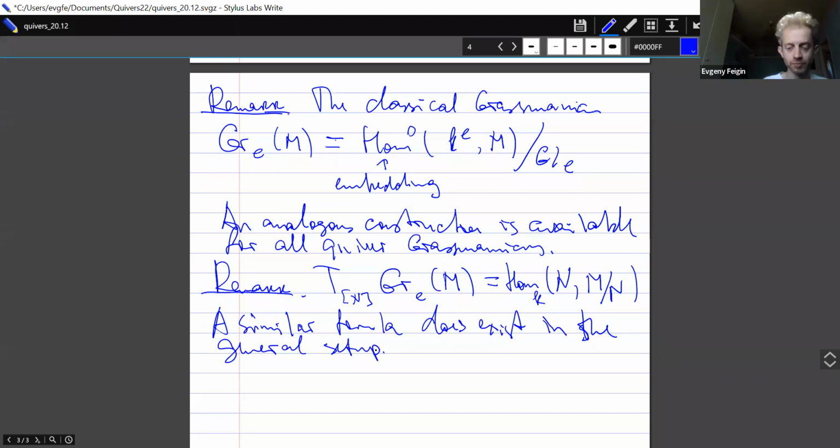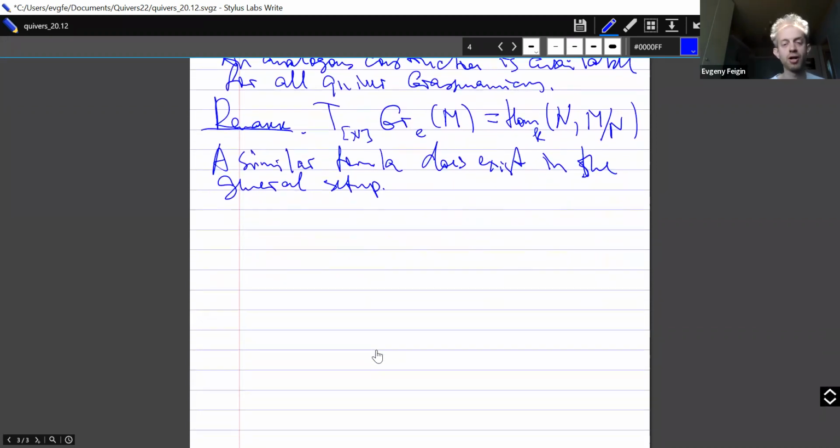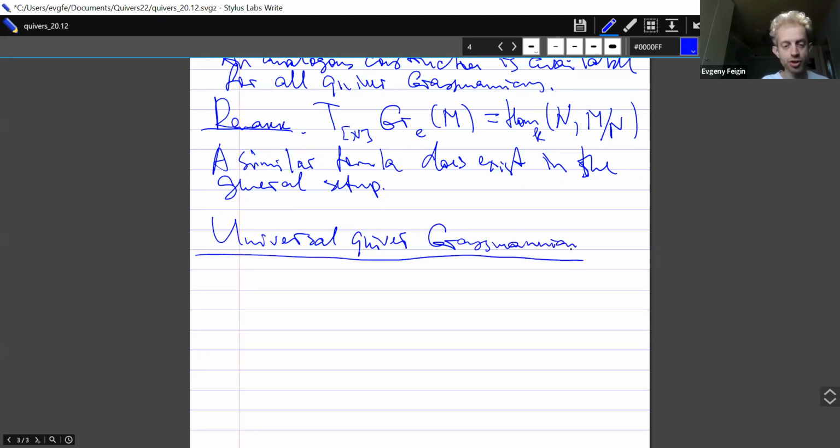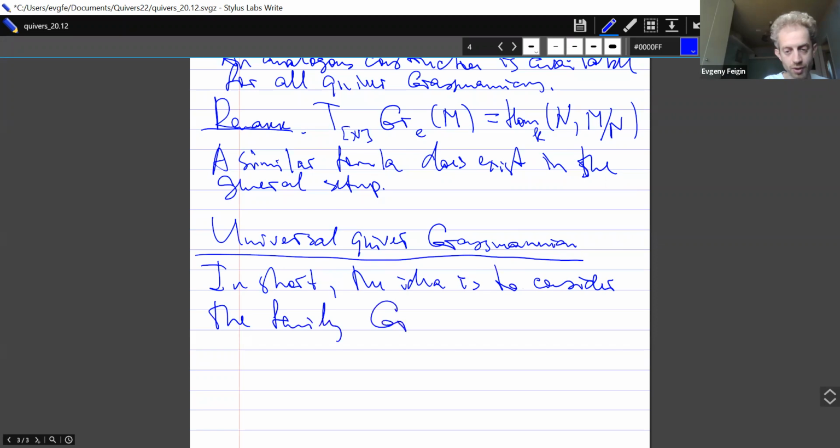Okay, so these are two remarks, and now let us discuss a construction which makes the use of quiver Grassmannians very, very important. This is called the universal quiver Grassmannian. In short, the idea is to consider the family of quiver Grassmannians Gr_e(M) with different Q-modules.